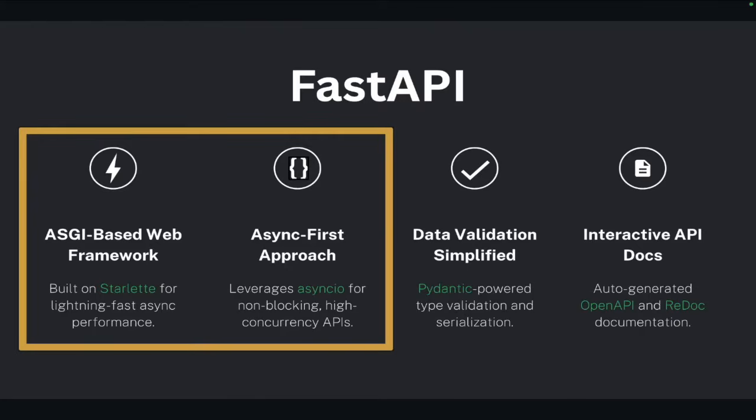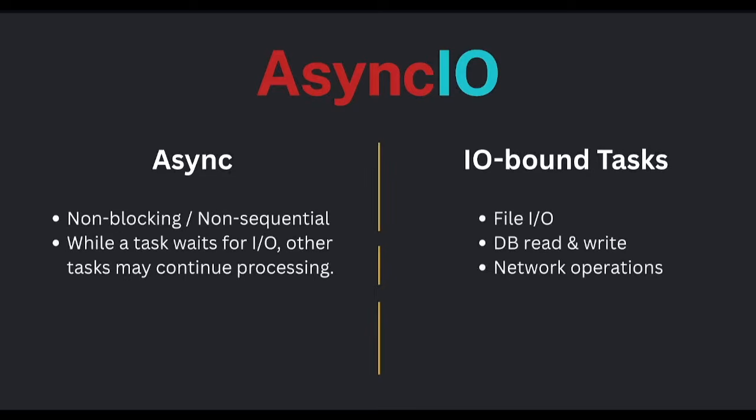AsyncIO is essentially an approach to multitasking. Traditionally, we know two approaches to multitasking: multiprocessing and multithreading. So, why another approach? Why AsyncIO? Well, the answer is in the name. IO means input and output. AsyncIO is designed for input-output bound tasks, or IO bound tasks.